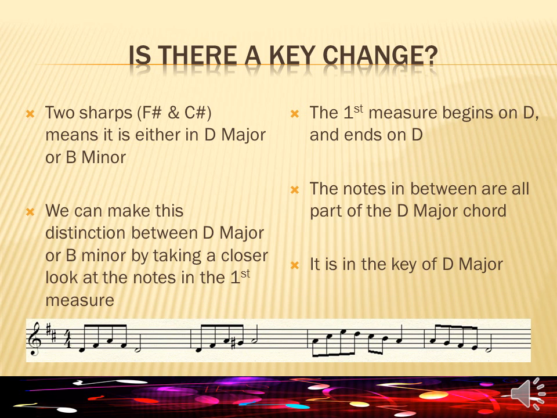2 sharps, F sharp and C sharp, means it is either in D major or B minor. We can make this distinction between D major or B minor by taking a closer look at the notes in the first measure. The first measure begins on D and ends on D. The notes in between are all part of the D major chord. It is in the key of D major.